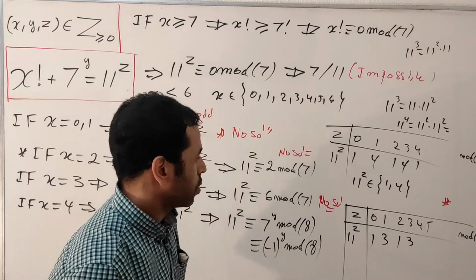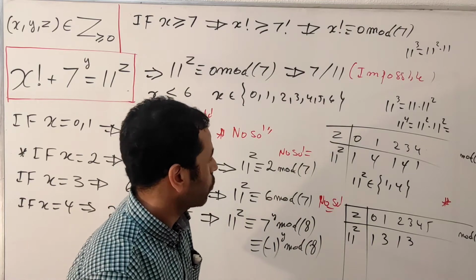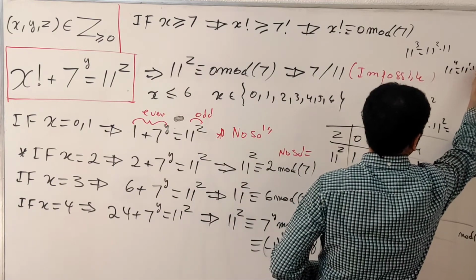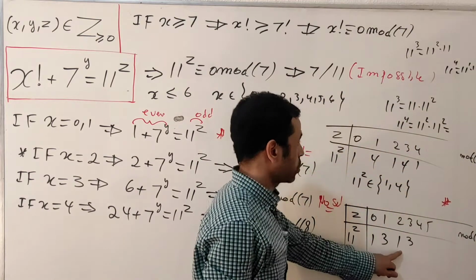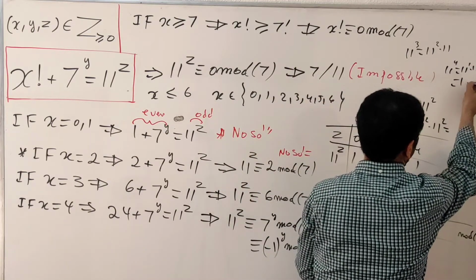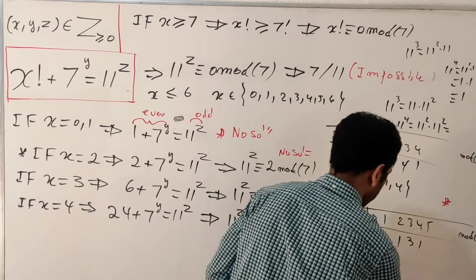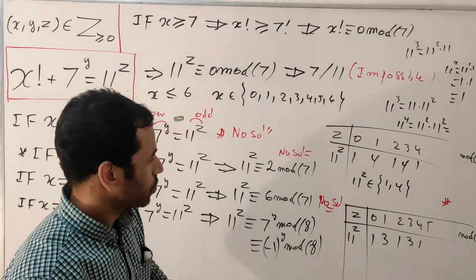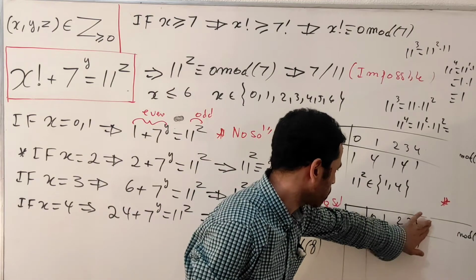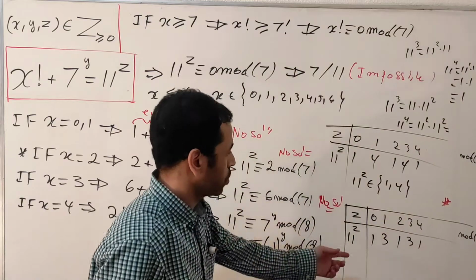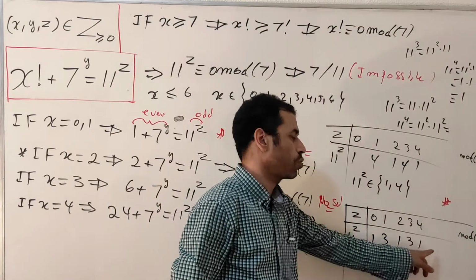Let's check number 4. 11 to the 4 is 11 squared multiplied by 11 squared. 11 squared was congruent to 1, so 1 multiplied by 1 is congruent to 1 mod 8. So we will have number 1 here. We don't need to go further up. This is enough, because it keeps repeating 1, 3, 1, 3, and so on.